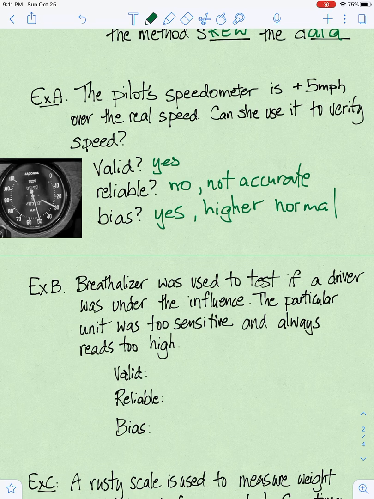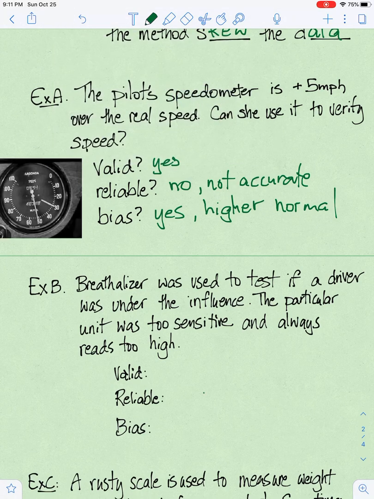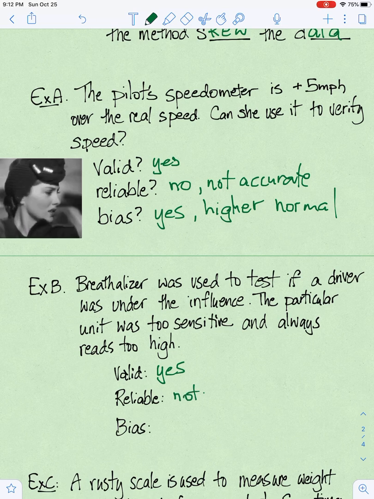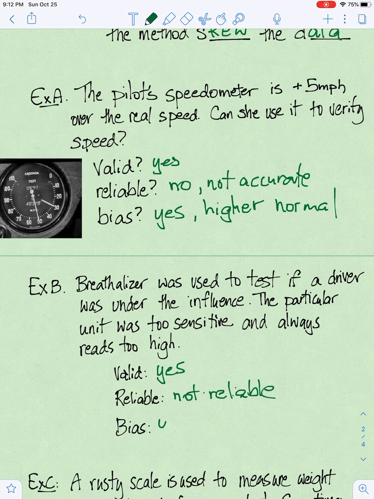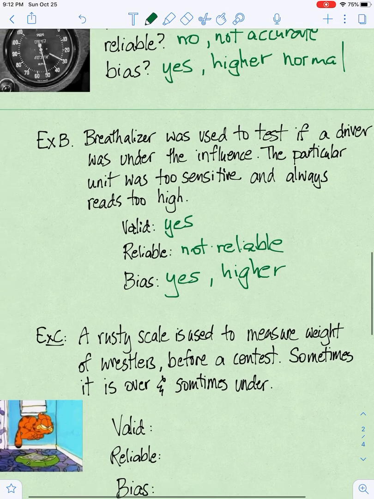Example B. Let's say the policeman was using a breathalyzer to test if a driver was under the influence. That particular unit was too sensitive and always reads too high. Is it valid? Again, we would have to say yes, it is valid. Is it reliable? No, again, it is not reliable. Is there bias? Yes, again, it is higher than normal. So that's very similar to our last example.